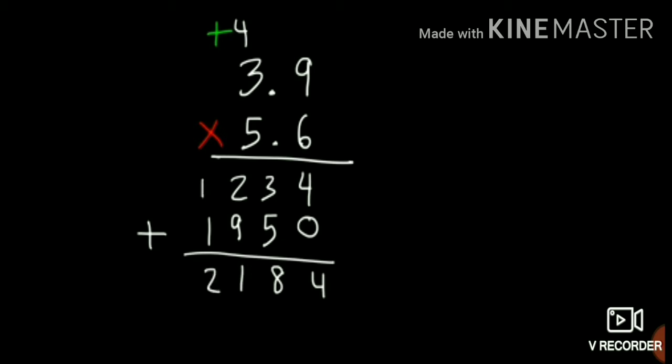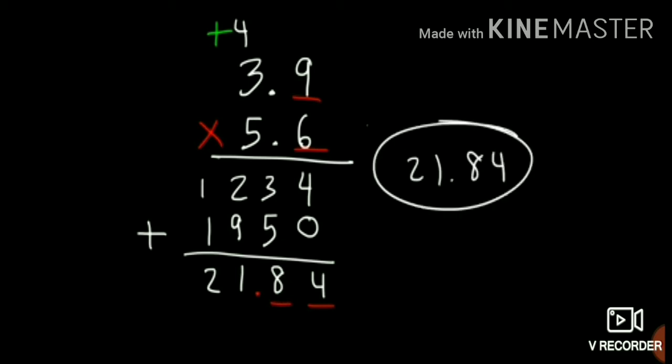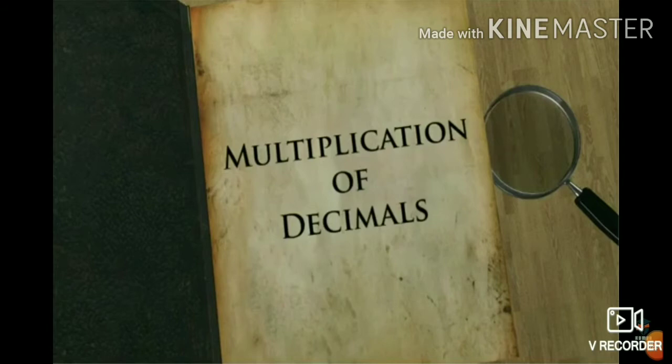Now how do we put the decimal point? How many digits are there after the decimal points? There are 2 digits after the decimal point, so the right side of the decimal point should have 2 digits. Okay, this is one way.